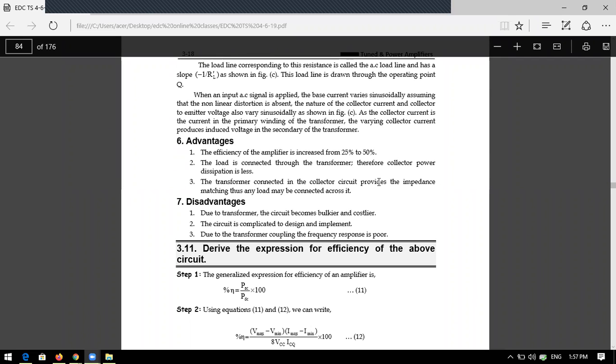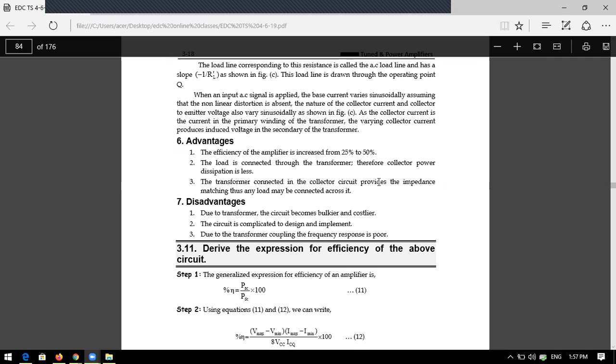So next are the disadvantages. What are the disadvantages? First and foremost disadvantage is the transformer, because the transformer is bulkier as well as costlier. Wherever you use a transformer in a circuit, it provides bulky as well as costlier effects. This increases the cost of the overall circuit, and that is the major disadvantage. And circuit complexity also increases compared to a resistive load.